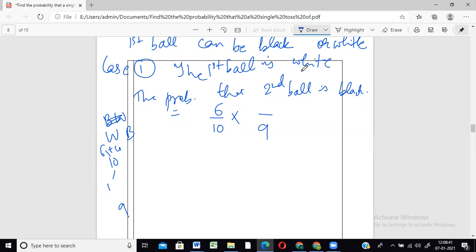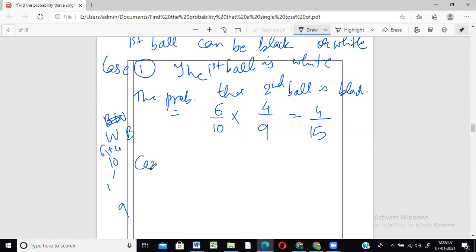Are you understanding? In the previous problem you had both black or both ace cards, something like that. Only then you will minus, you would subtract one from each. But here the first ball was white, the second ball will be black. So now out of these 9, how many black balls in total? Of course 4, because no black ball was taken out earlier, right? So this will be 6 by 10 into 4 by 9. The final answer is 4 by 15.